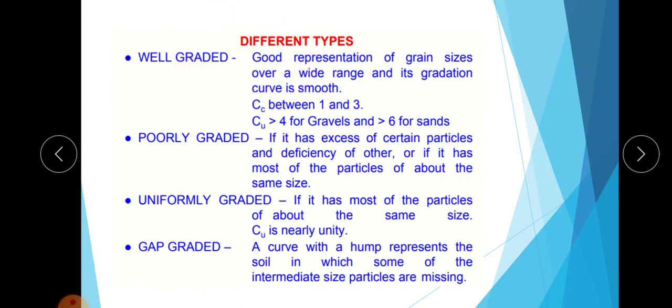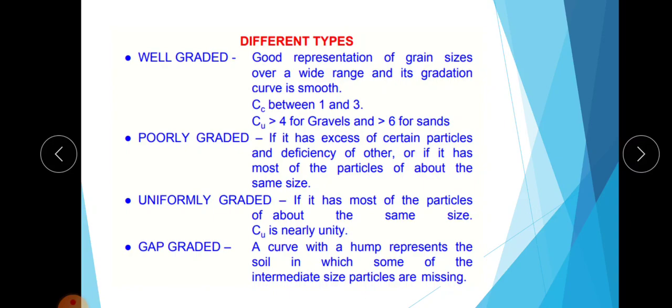That is a good representation of grain size over a wide range. In a well graded soil sample there will be all the sized particles with the same proportion, and in poorly graded there will be excess of certain particle and deficiency of certain particle. In uniformly graded, most of the particles will be of same size, and in gap graded there will be missing of one particular sized particle. So this is the classification of soil based on grain size distribution.